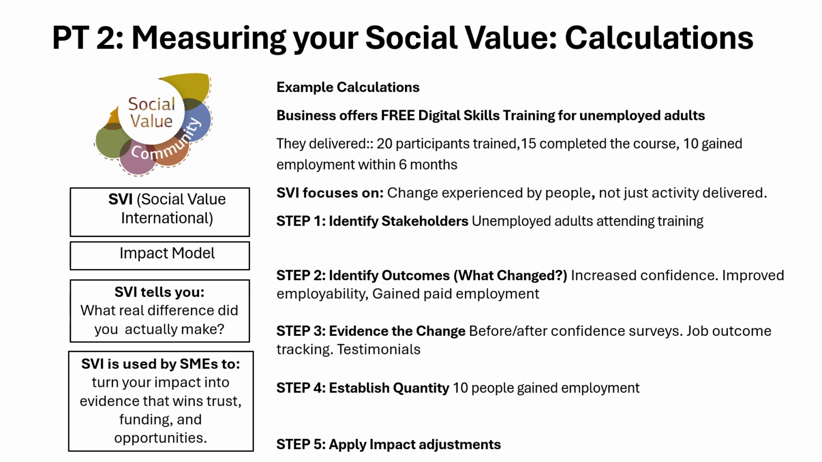Step 4, establish quantity. So we know that 10 people gained employment. So even though it started with 20, there was a drop-off rate. And so out of that, 10 people gained employment. And then step 5 is where you apply the impact adjustments. And so on the next slide, we will calculate what this looks like step by step.